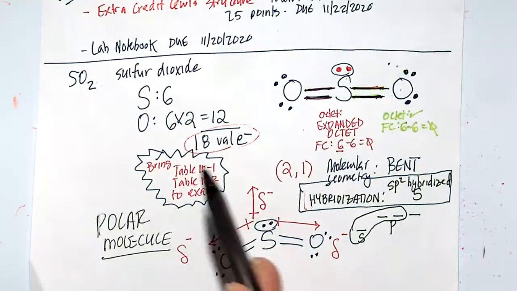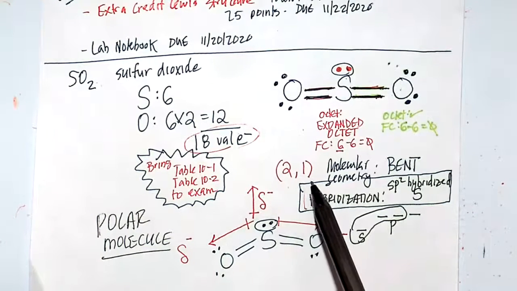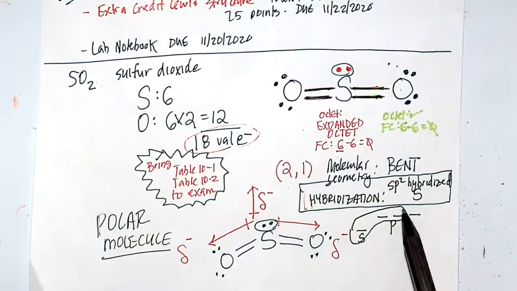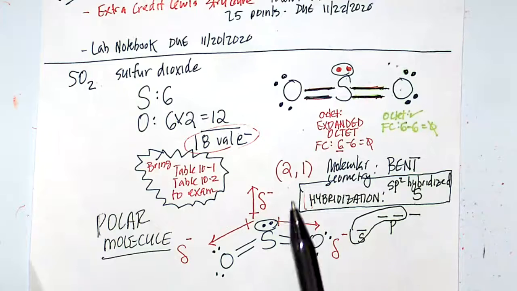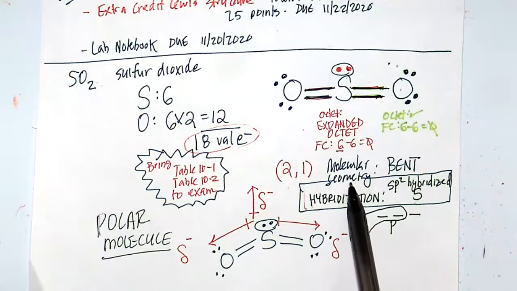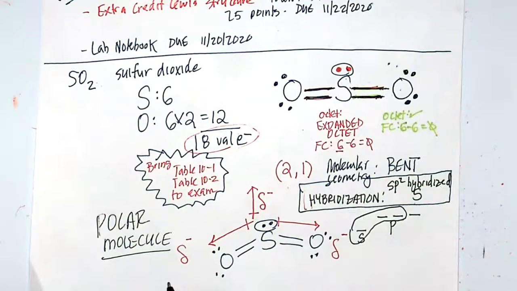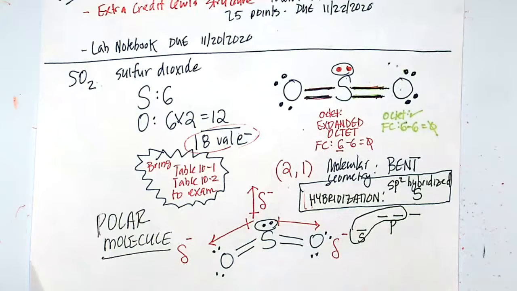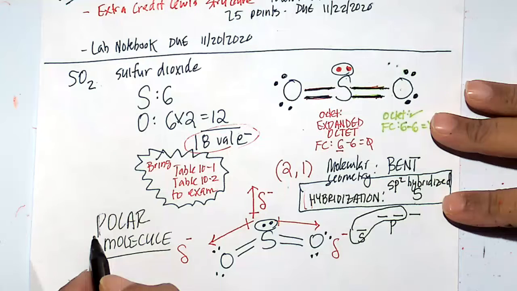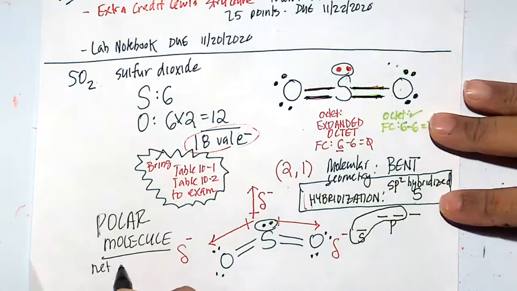All right, SO2, sulfur dioxide: two bonds, one lone pair, and sp2 hybridized sulfur. The molecular geometry, the shape of this molecule, is bent. And it's a polar molecule, okay? Polar molecules have what's called a net dipole moment, something for next semester.